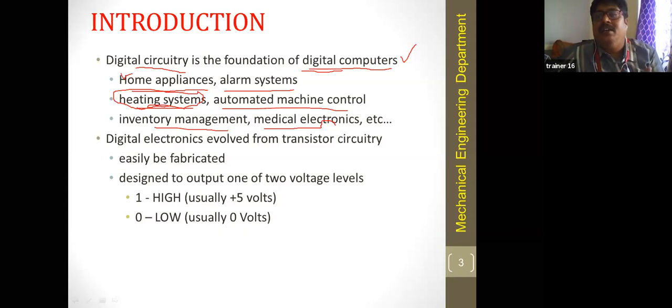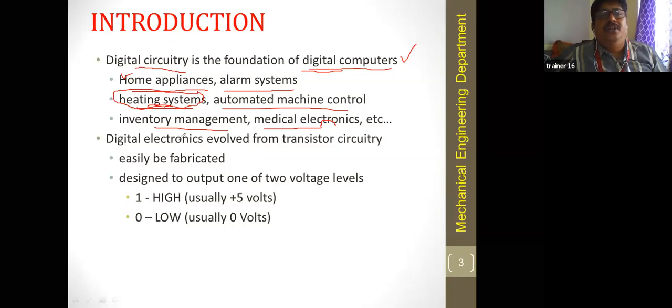Is there any appliance which is used in the household? Vacuum cleaner, I forgot. The vacuum cleaner is used in the household also. Vacuum cleaner, for dust and all, right? CNC machine, digital welding machine, right? These are all in industries, right?